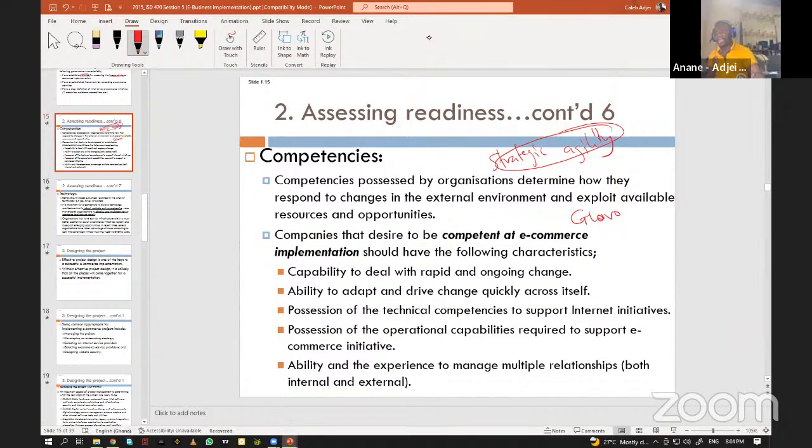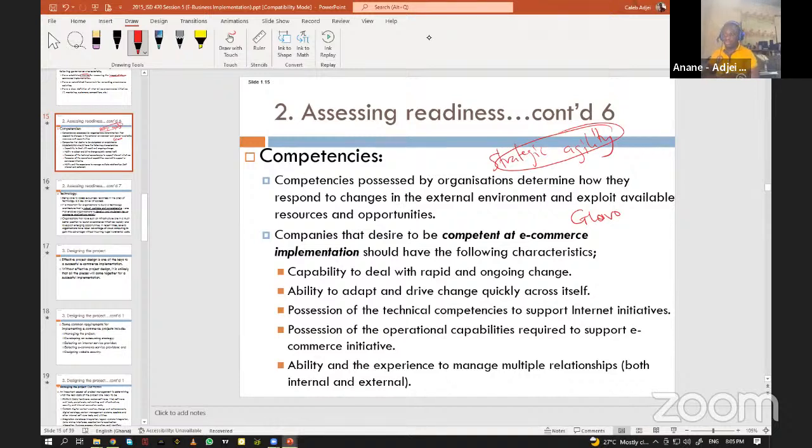Then possession of technical competence to support internet initiative. Everything we are talking about, the technology, the service, comes with technicalities. So you need people with technical know-how, people who understand the internet initiative, how the internet works, and how the e-business platform operates, to be able to take full advantage and make a lot of money out of the internet.